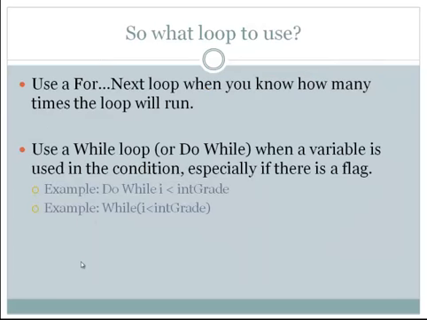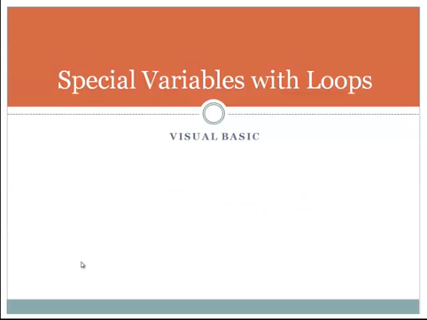So which loop should you use? If you are going to use a loop and you know exactly how many times that loop needs to run, you're going to use a for next loop. You're going to use a while or a do loop while when a variable is used, especially if there's a flag. So these are some special instances in which you are going to want to use your new skills with loops.